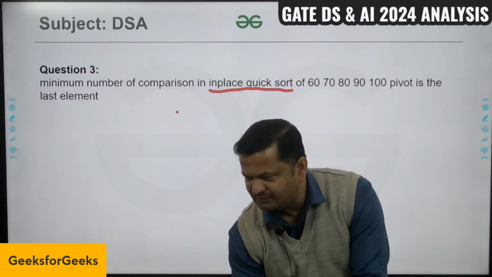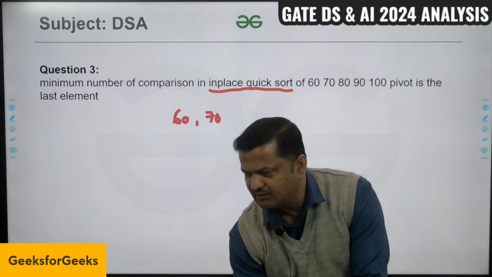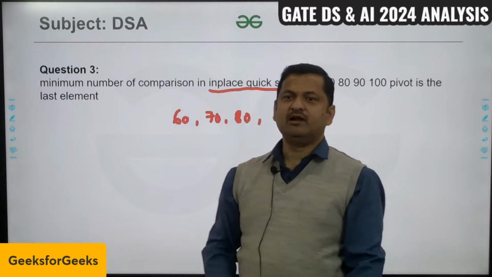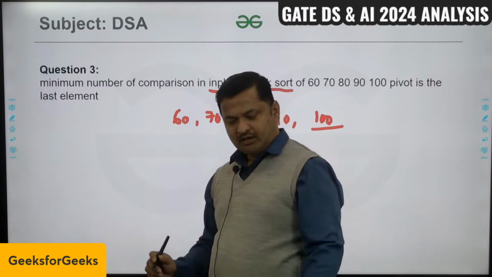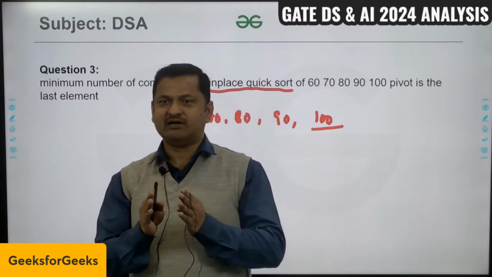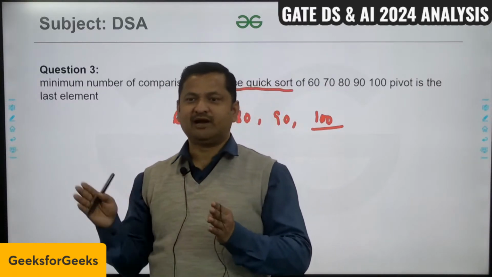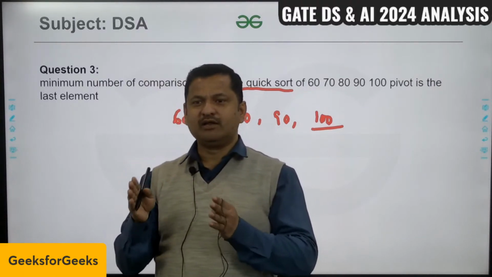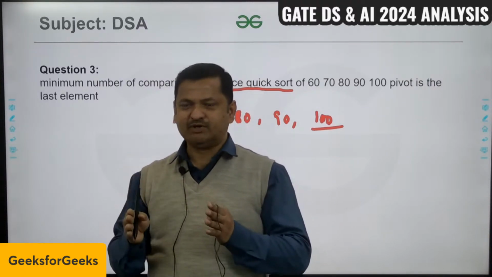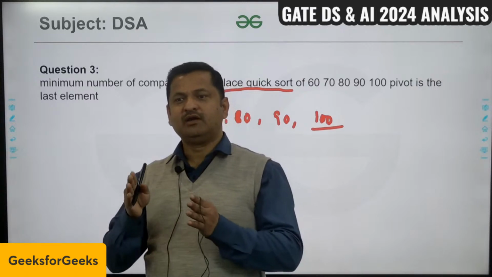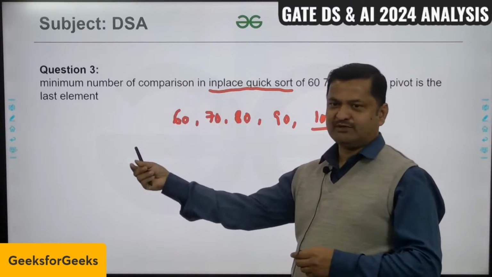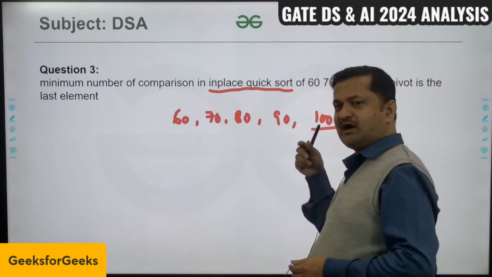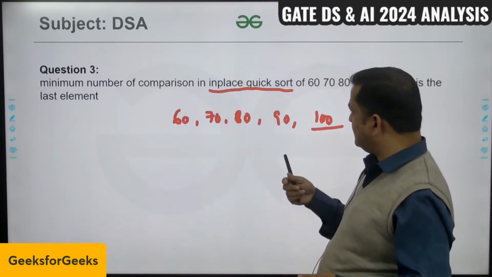So we have the sequence 60, 70, 80, 90 and 100. All right, and out of this, 100 is the pivot element, so we have selected 100 as the pivot element, and then as per the mechanism, we start comparing this entire sequence from the left and right along with the pivot element, and accordingly we'll swap or partition, because this particular algorithm is based on divide, conquer and combine. So we have to partition this entire sequence so that the left half has smaller elements and the right half has greater than or equal elements.